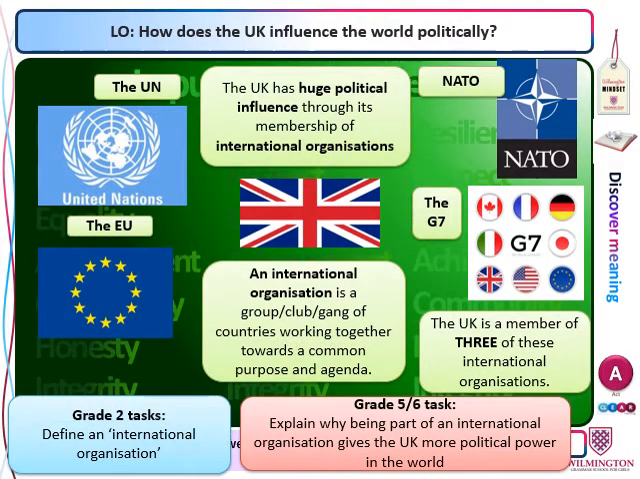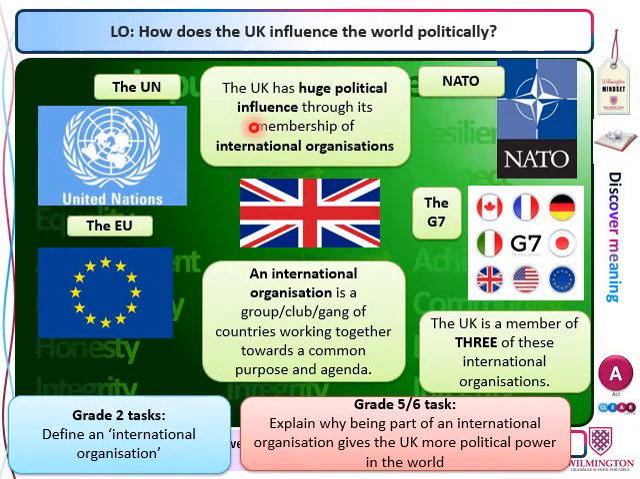So the first thing to understand is that the UK has a significant, even huge, but that can be debated, in fact should be debated, political influence through its membership of international organisations. So basically we have influence through our links in the world, through international politics. International means between nations. Inter means between, national is nations. So we work with other countries through groupings, organisations, and that's how we influence the world.